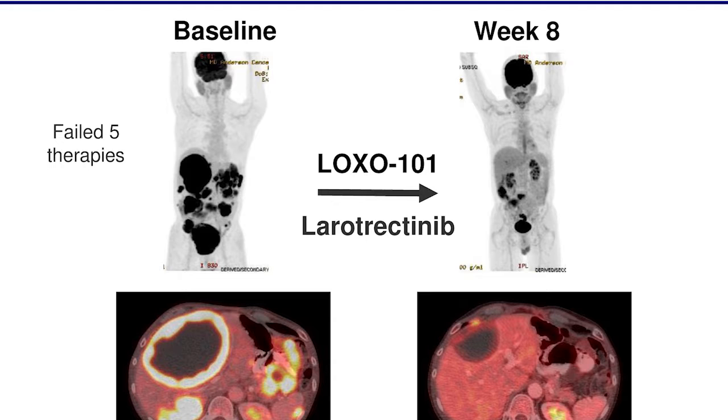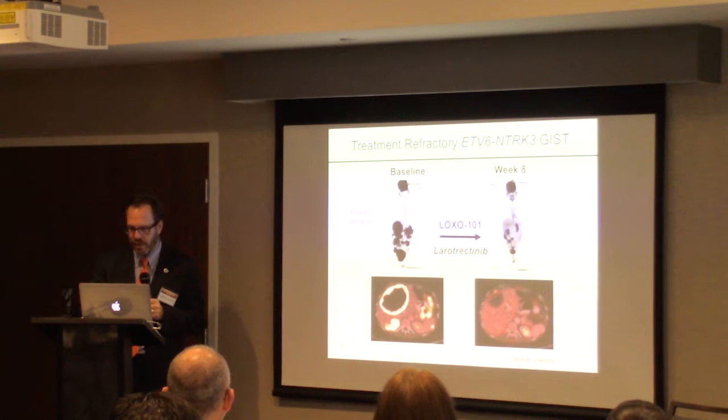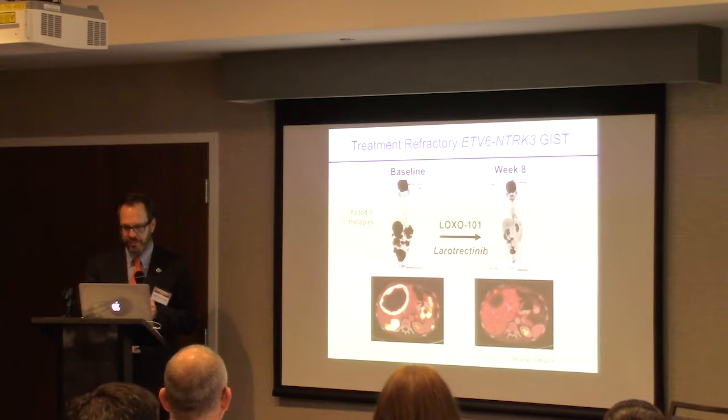So the patient had failed 5 lines of therapy. You can see here on the PET scan a pretty massive amount of disease. This is a huge tumor in his liver. He got the LOXO 101, later called larotrectinib, and 8 weeks later, you can see here a pretty impressive response. And so we reported this in collaboration with LOXO and MD Anderson back in 2016.